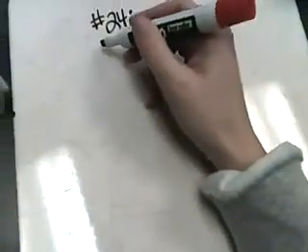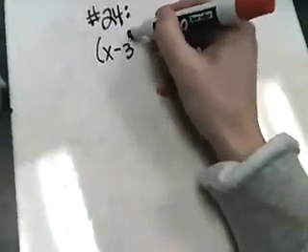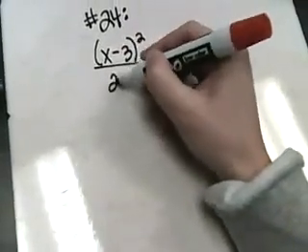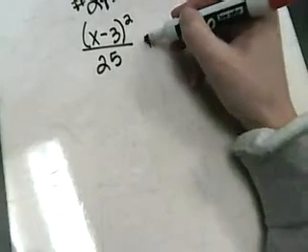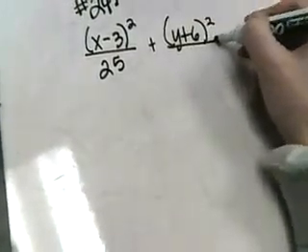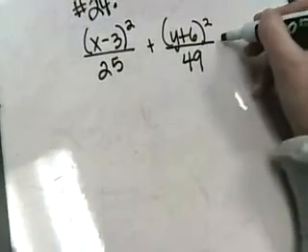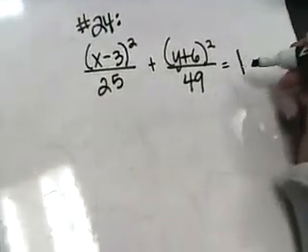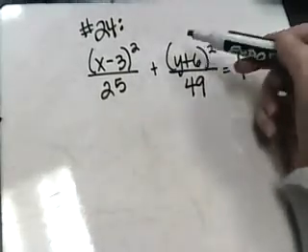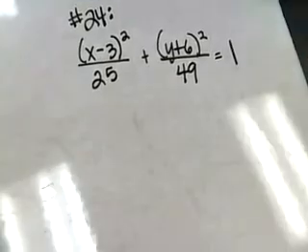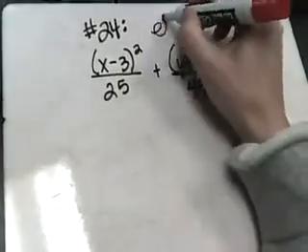Number 24 says the quantity of x minus 3 squared over 25 plus the quantity of y plus 6 squared over 49 equals 1. We know this is an ellipse because it's being added. You have 2 quantity squareds, it's being added, and it's equal to 1. Okay? All right, so you know this is an ellipse.